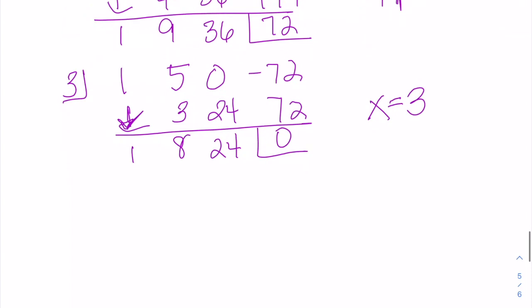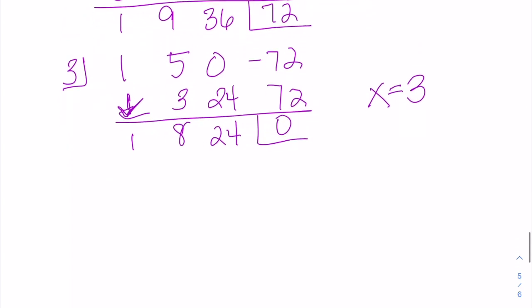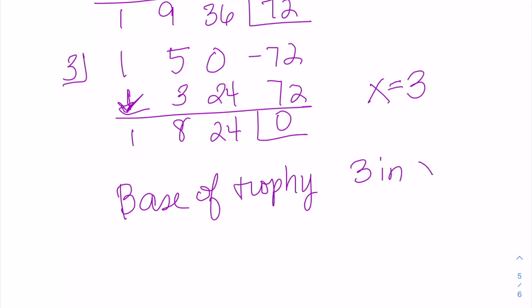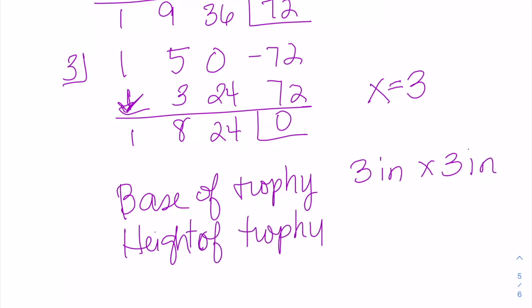But this is a word problem, so we want to make sure that we give our answer in words. So the base of the trophy has dimensions of 3 inches by 3 inches, is a square, right? And the height of this trophy will be 3 plus 5, or 8 inches.